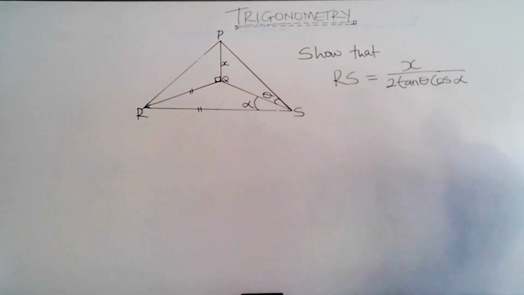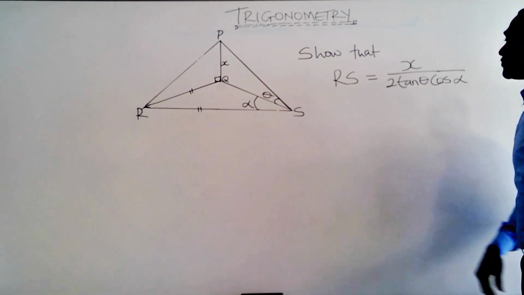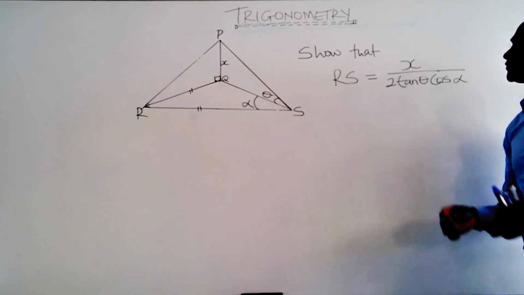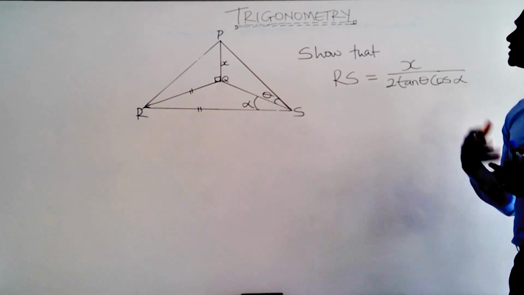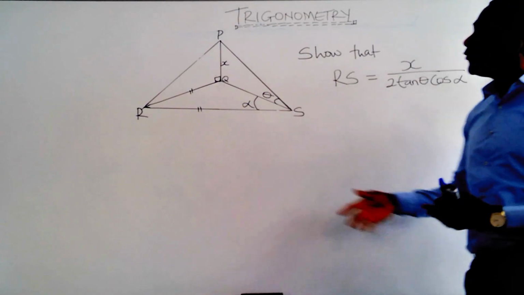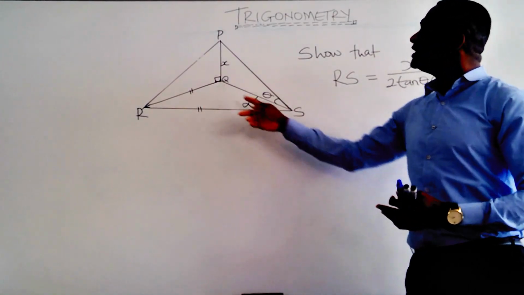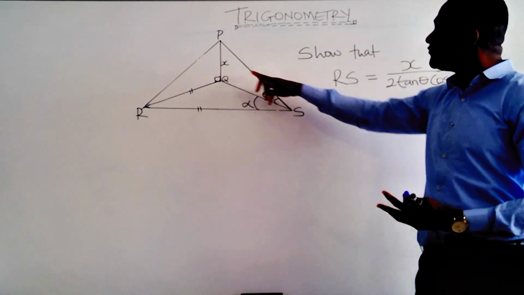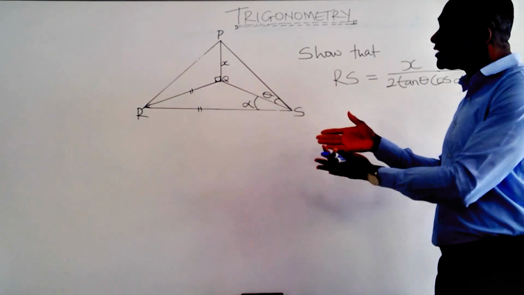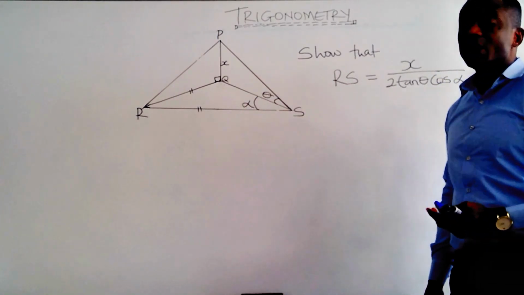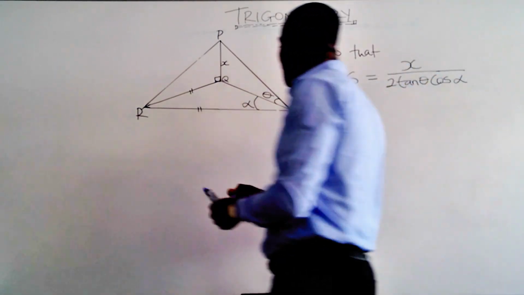Now they're asking us to show that RS is x over 2 tan theta cos alpha. Now, how do we approach this? We start working from where we have more values to the section where we have fewer values. Now, we want RS, but in this triangle, only alpha was given. But in triangle PQS, we have x and theta given. So we start working from that section and build up more values that we can work with on the lower triangle. So let's go into this.